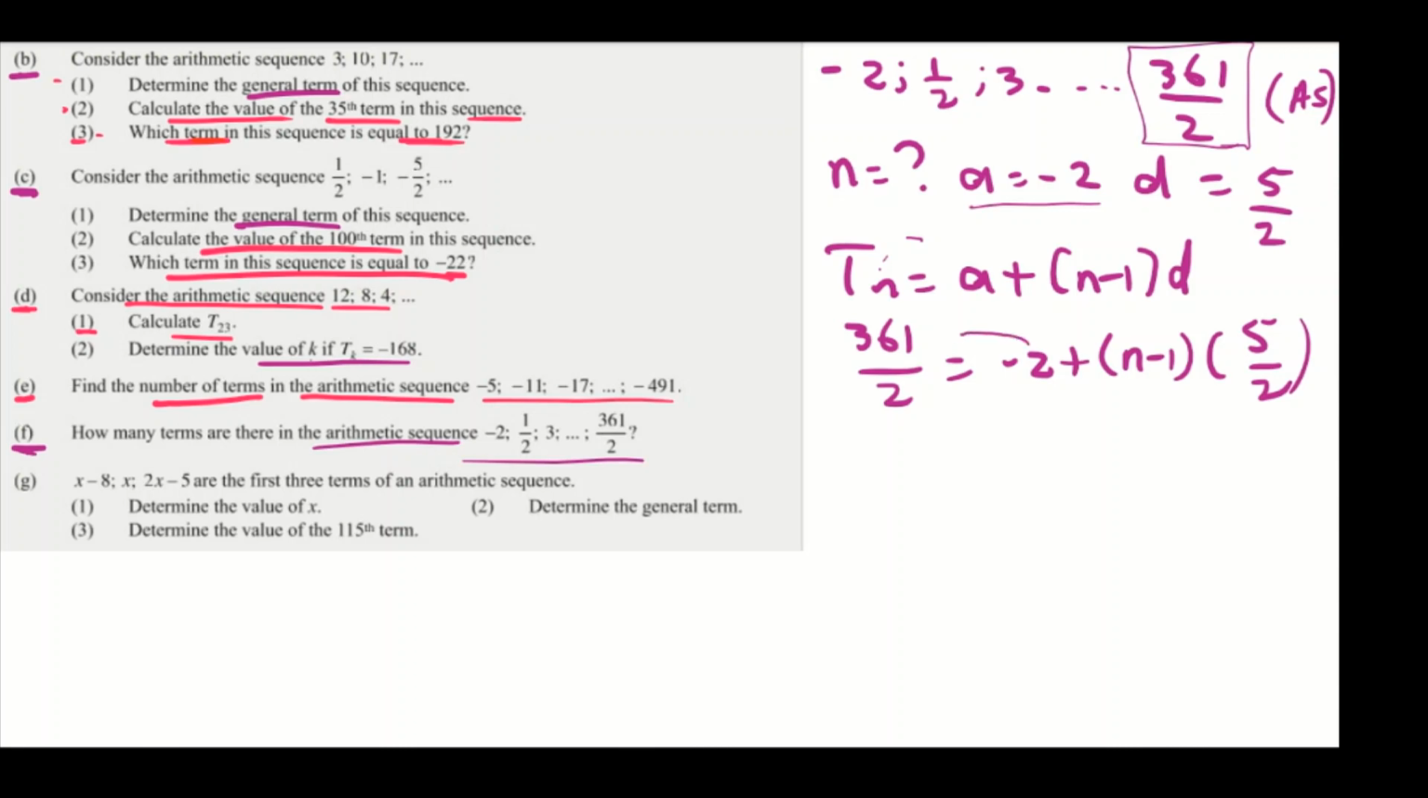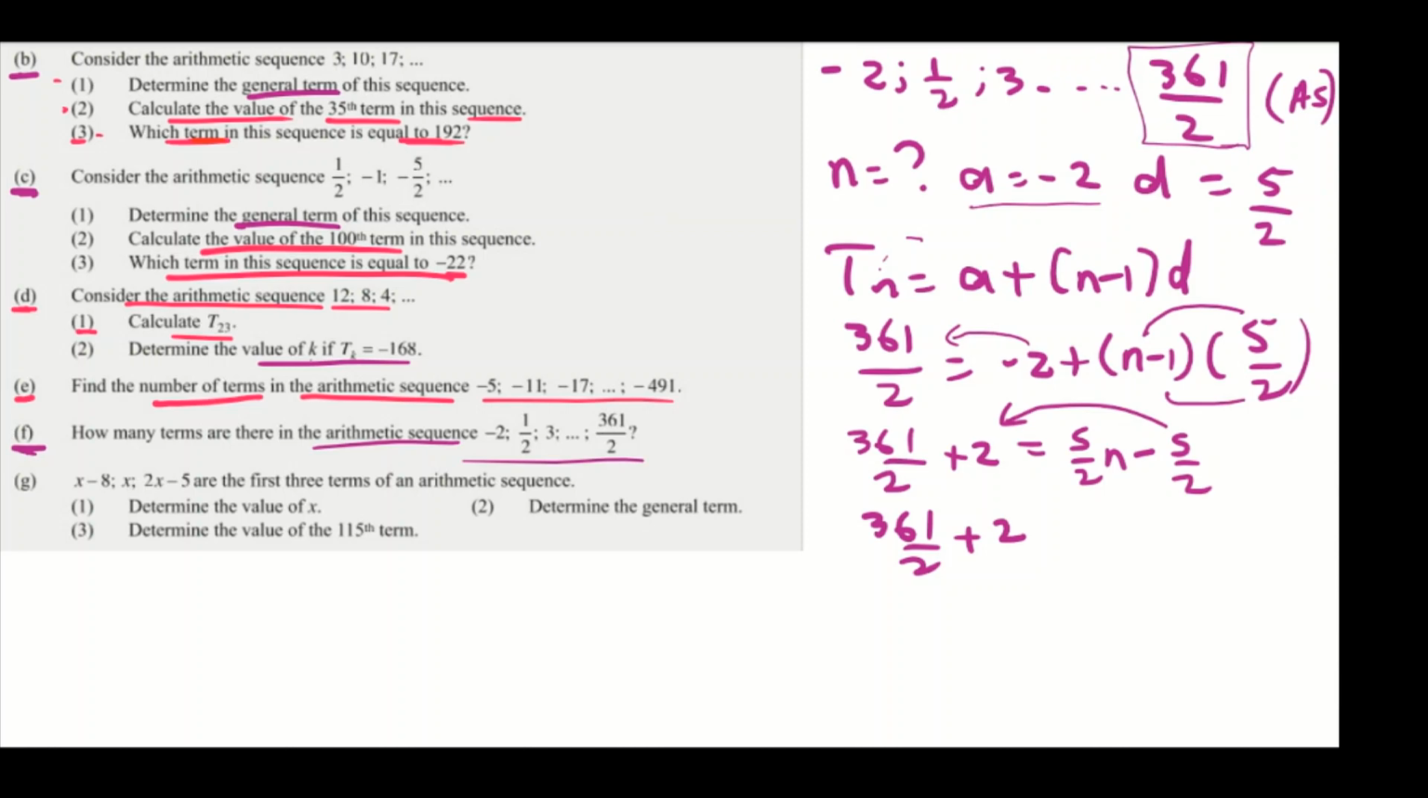And then we transpose this minus 2 to the other side. We have 3 6 1 over 2 plus 2 equals the bracket, and then this 5 over 2 will multiply everything that is inside. So it's going to be 5 over 2 n minus 5 over 2. Then we transpose this minus 5 over 2 to the other side. We have 3 6 1 over 2 plus 2 plus 5 over 2 equals 5 over 2 n. And then we divide everything by 5 over 2. You can simplify this and just punch it in your calculator before you even divide. It's up to you. I'm just going to divide everything.